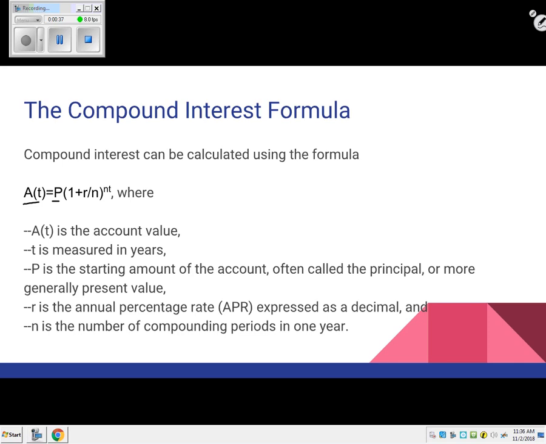R is the rate, or the APR, that the bank pays, so annual percentage rate. N is the number of times it gets compounded in a year, and T is measured in years, the number of years you put it in.